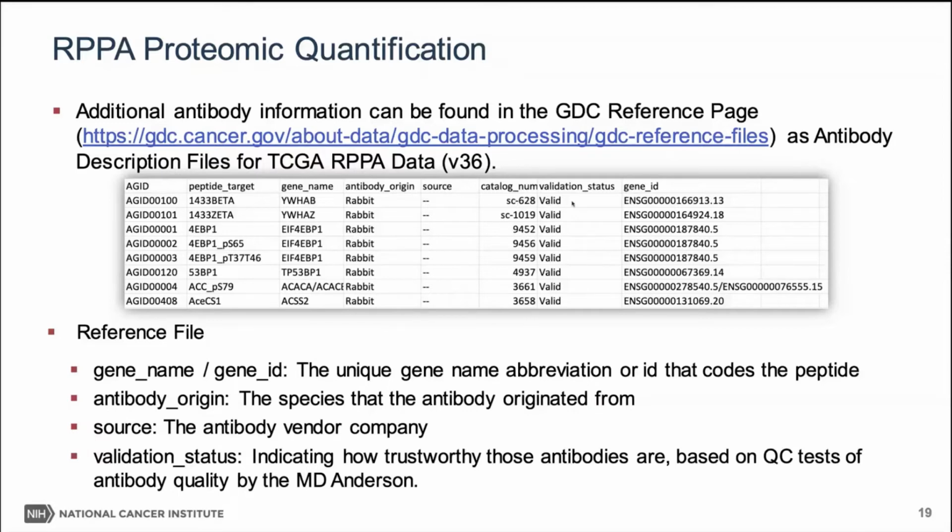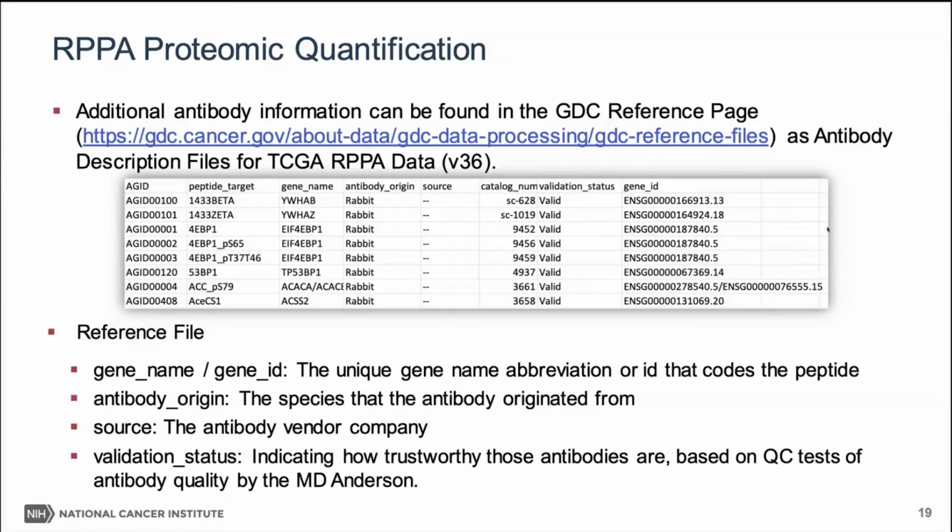And MD Anderson also have used antibodies. Sometimes later they find it may have some QC issues, so they will label whether this antibody is valid or invalid, or they haven't had time to look at the QC, or it's a little bit vague. So this is an antibody quality validation status. You probably want to look at it and only pick the ones that are validated. This file is also available from the GDC reference page.